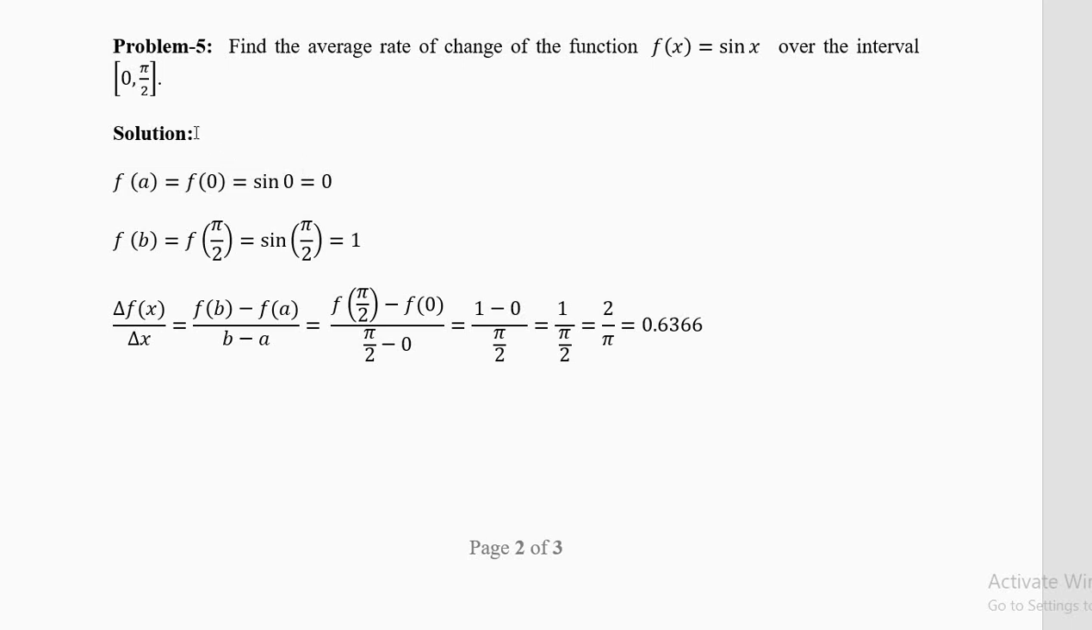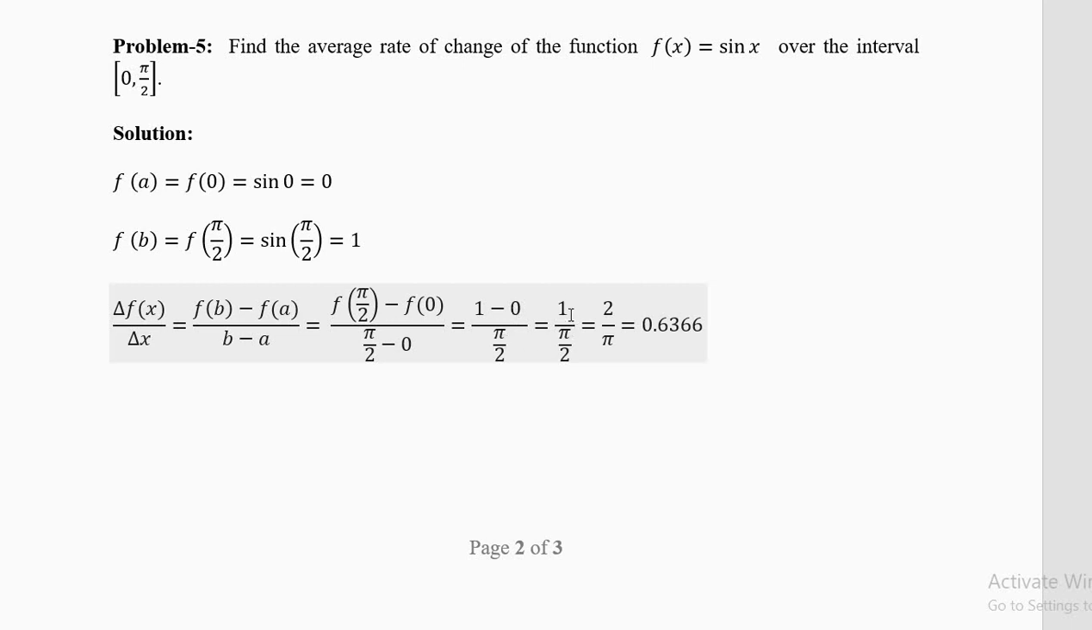You will get pi. Now f of a is f of 0 equal to sine 0. Sine 0 is 0. F of b is f of pi by 2. Sine pi by 2 is exactly 1. You can do it in your calculators. Now do this. Delta f over delta x is f of b minus f of a divided by b minus a. The formula is same. Second minus first. F of pi by 2 minus f of 0 divided by pi by 2 minus 0. Now this is 1 minus 0 divided by pi by 2.